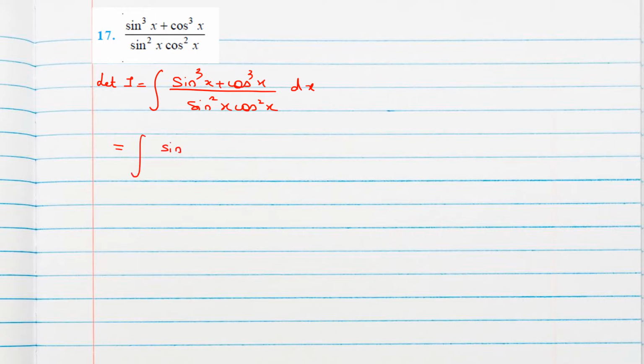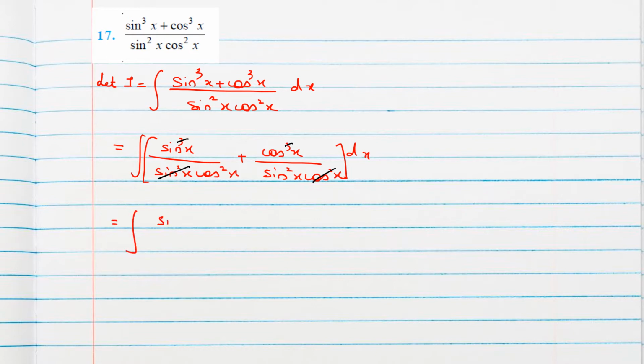So with sine cube x we can write sine square x cos square x. Then with cos cube x also we can write sine square x cos square x. Okay, now we can cancel certain terms here. Sine square we can cancel with the power 2. One power will remain here. And cos square x with 1 cos. So we can write now sine by cos square x, and here cos by sine square x.